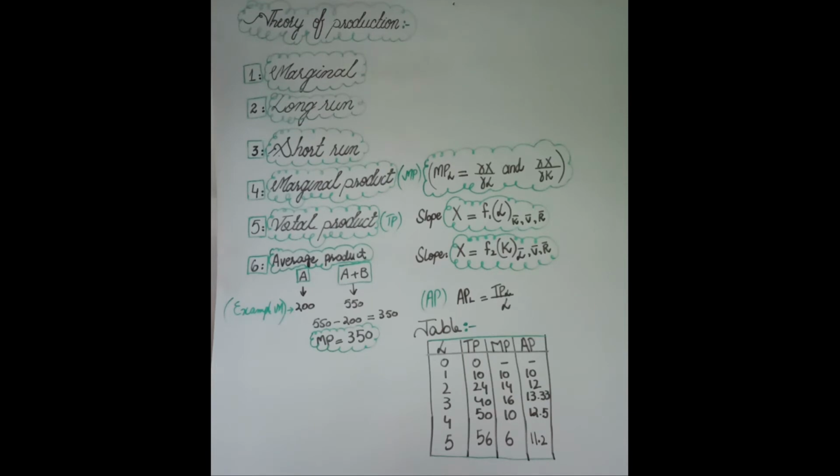So short run is the period of time over which one or more factors of production are fixed in supply. So in the short run period of a firm, cost is divided into two parts, because in the short run there are two types of factors: the fixed factor of production, and the second one is the variable factor of production.